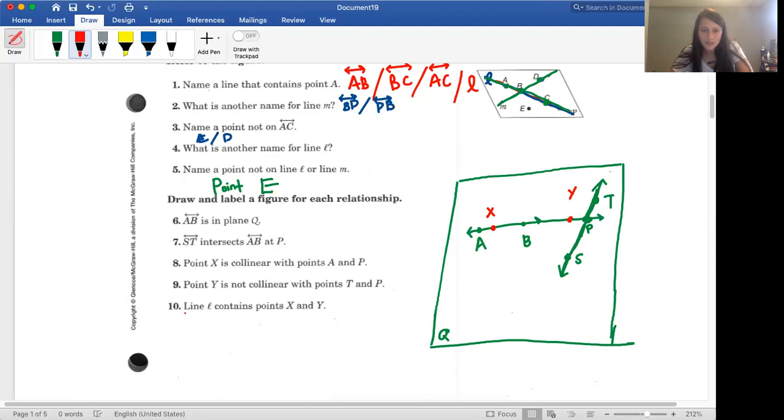And then my last statement says line L contains points X and Y. So points X and Y, that's the same line as what AB would be. So I'm going to name this line L. So a name for line L could also be AB, it could be XY, it could be BY, it could be AP, right? There's lots of names for line L. And it's most convenient if we have a letter for the line rather than just using the points. But okay, so that's an example of the drawing. You could have drawn it differently. It might look different from mine as long as it has all these statements truthfully drawn on the plane, you're good to go.